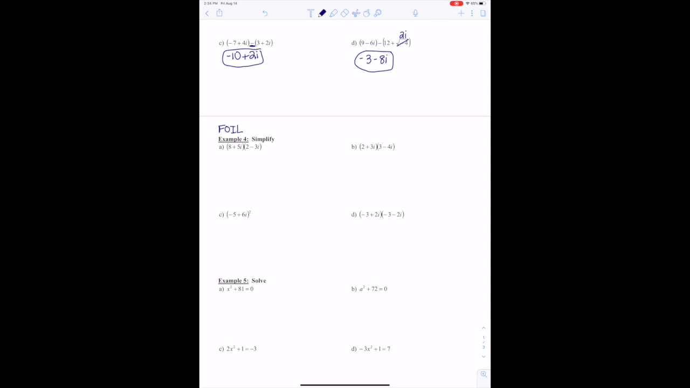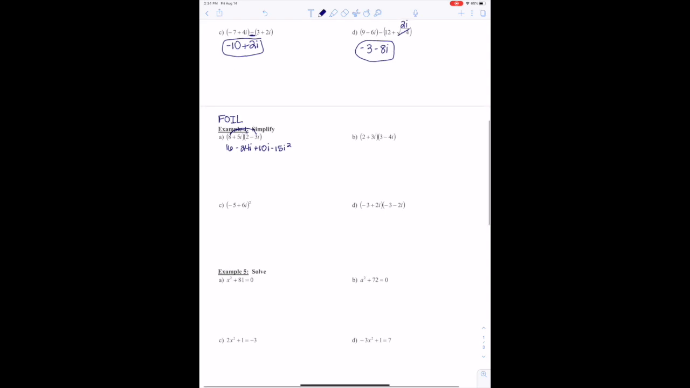8 times 2 is 16 because I'm multiplying the first. Then I multiply my outer, 8 times negative 3i. So since I'm multiplying, it's just like you can multiply a number and a variable. We get negative 24i. 5i times 2 is 10i. And 5i times negative 3i, we get negative 15i squared.